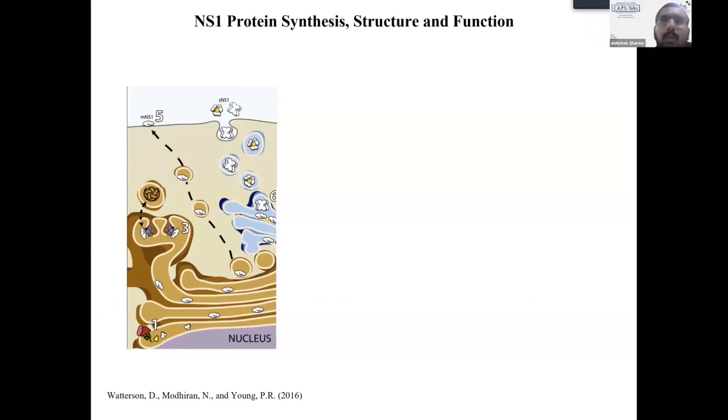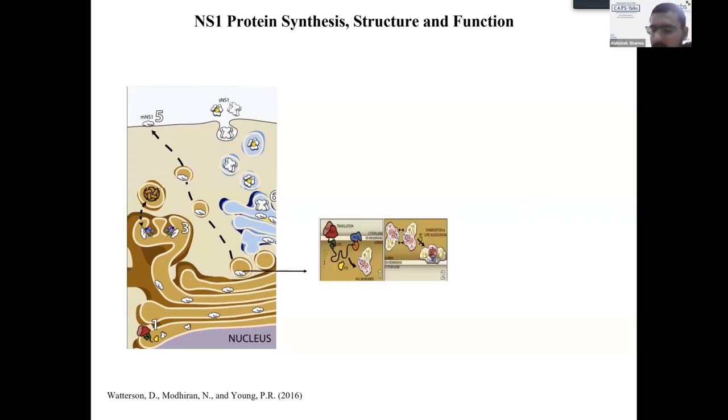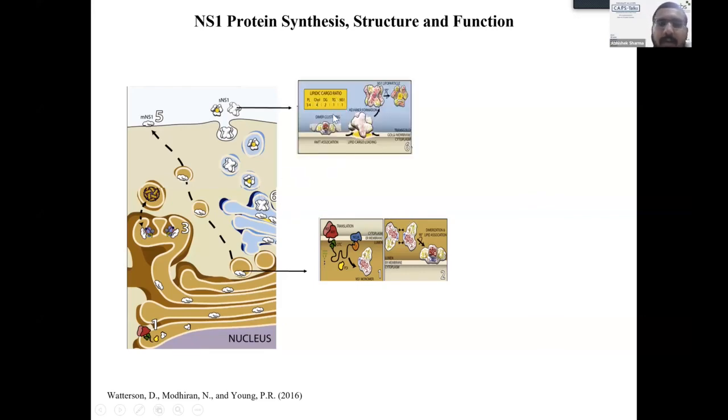So NS1 protein, as with all viral proteins, firstly goes inside the cell and then gets synthesized in the endoplasmic reticulum. This protein is synthesized as a monomer and then immediately forms a dimer. Within the Golgi apparatus, this dimer then interacts with other polysaccharides and lipid particles and forms a hexameric structure. This hexamer conformation is then secreted outside the cell.